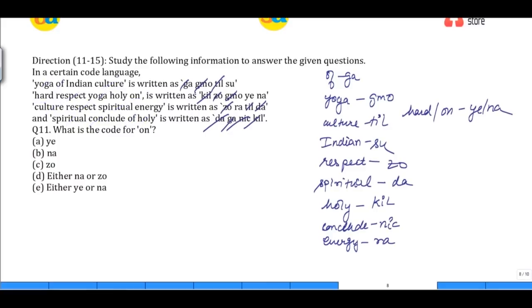क्वेश्चन नंबर 11, व्हाट इज द कोड फॉर ऑन? ऑन का कोई डेफिनेट कोड नहीं है, इसलिए ऑप्शन ई दैट इज आइदर वाई और एन ए हमारा करेक्ट आंसर है.